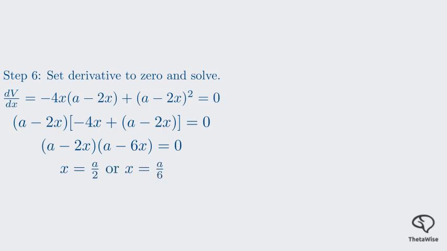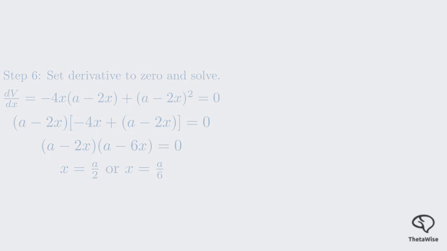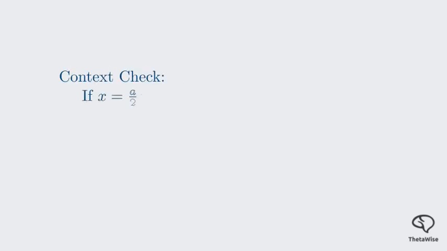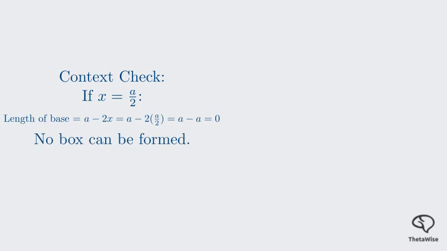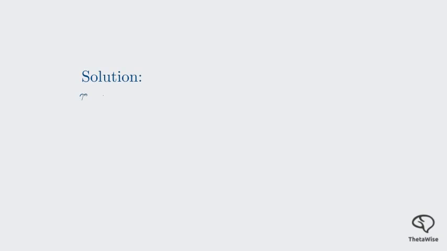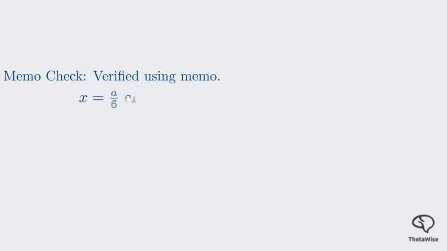We must consider the context of the problem. If x, the side of the cutout square, is a over 2, then we would be cutting out a square whose side is half the original sheet's side. This means we'd be cutting away the entire width of the sheet, and we'd be left with nothing to fold up. No box would be possible. Therefore, the solution x equals a over 6 is the only physically possible answer for maximizing the volume. Let's check our memo. It also concludes that x must be a over 6, verified.